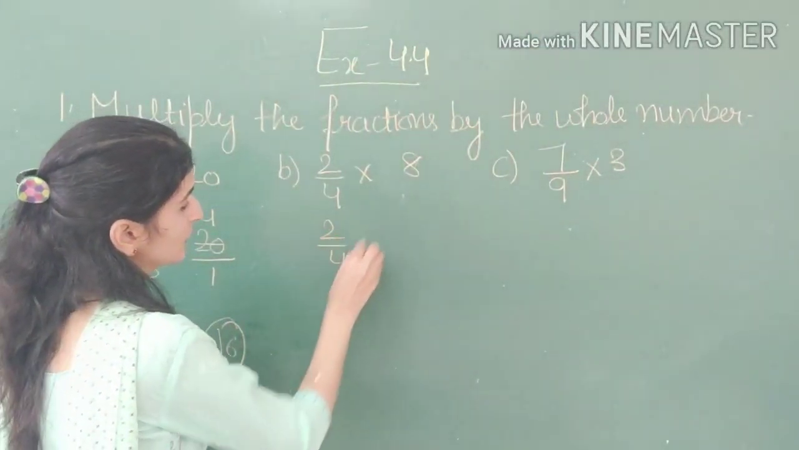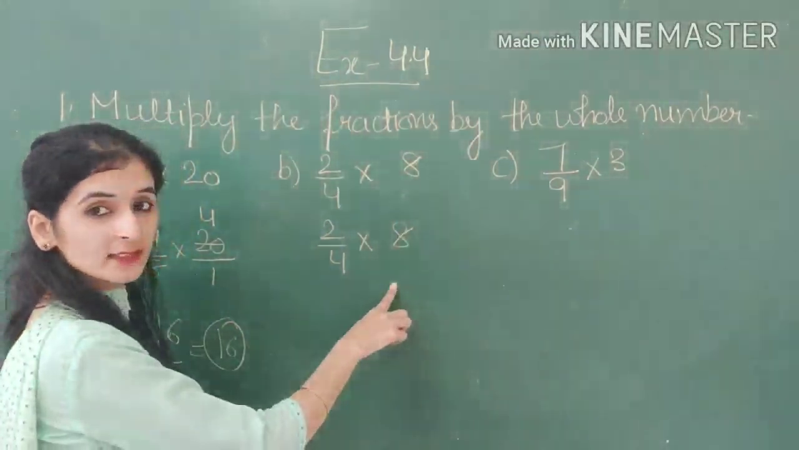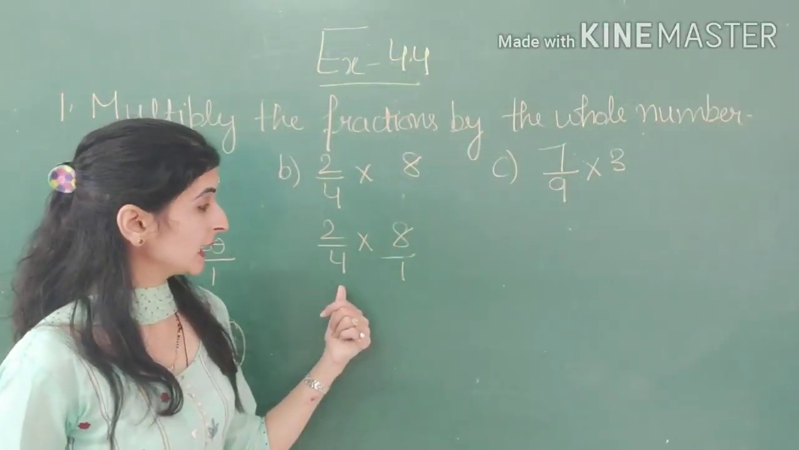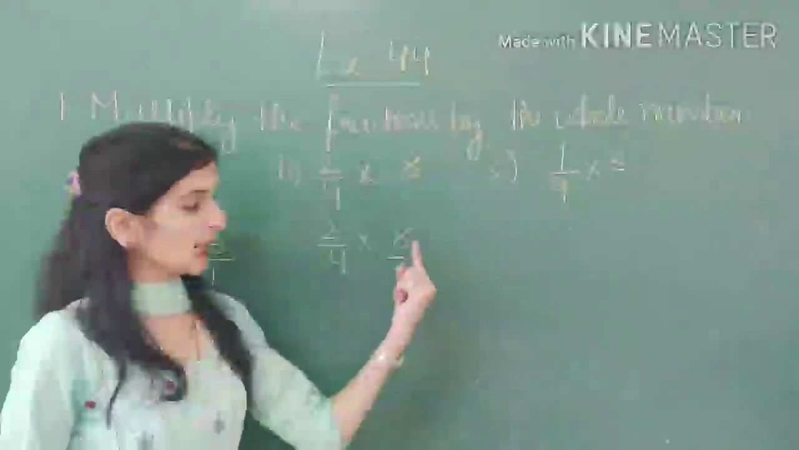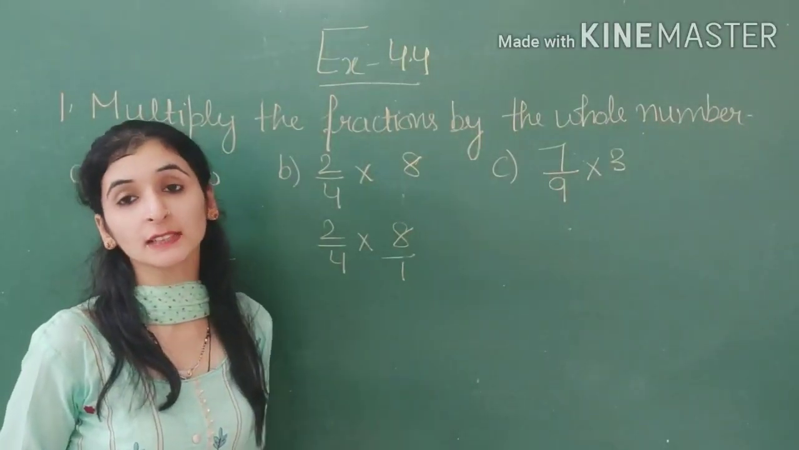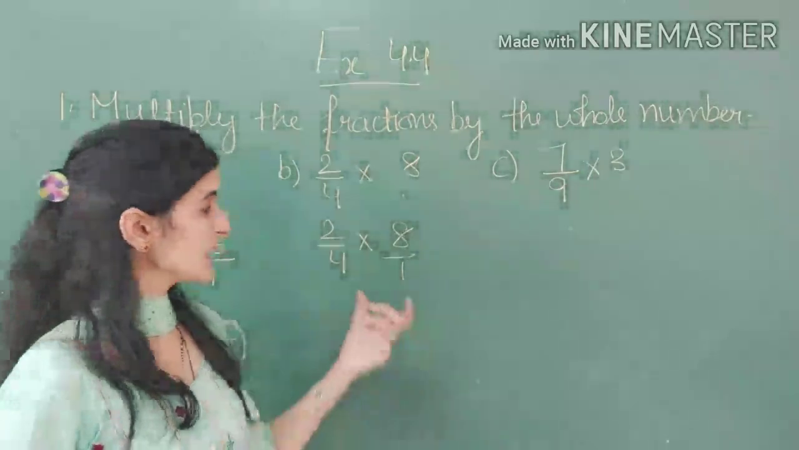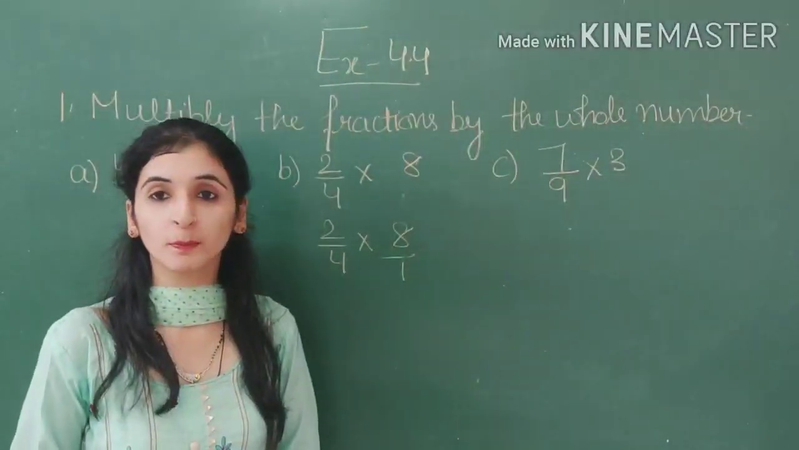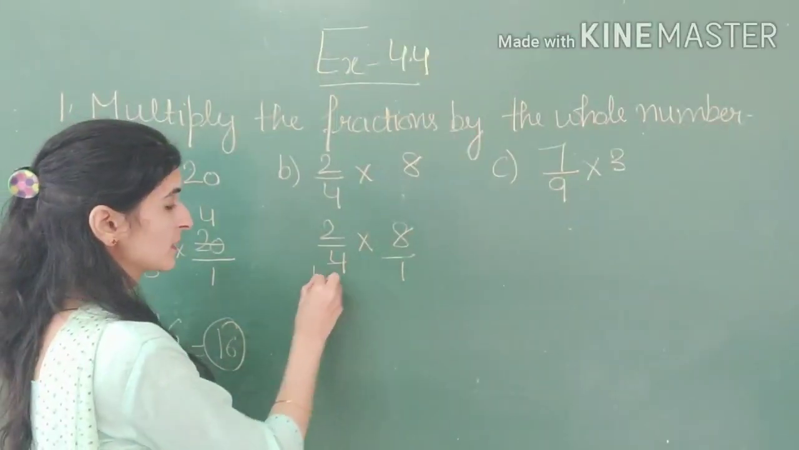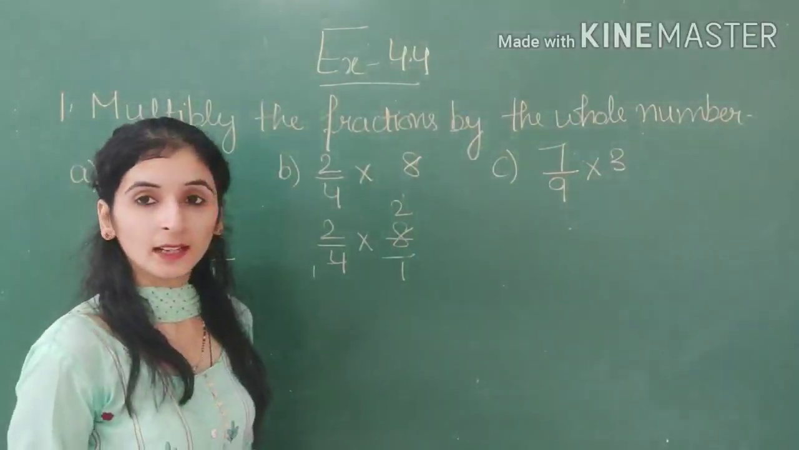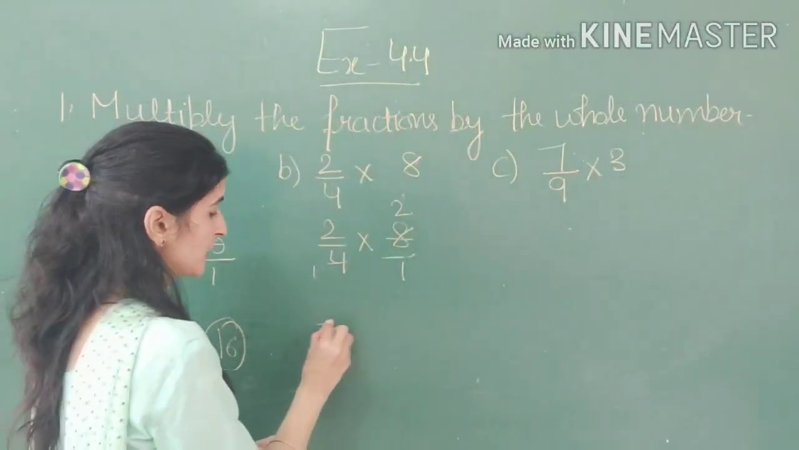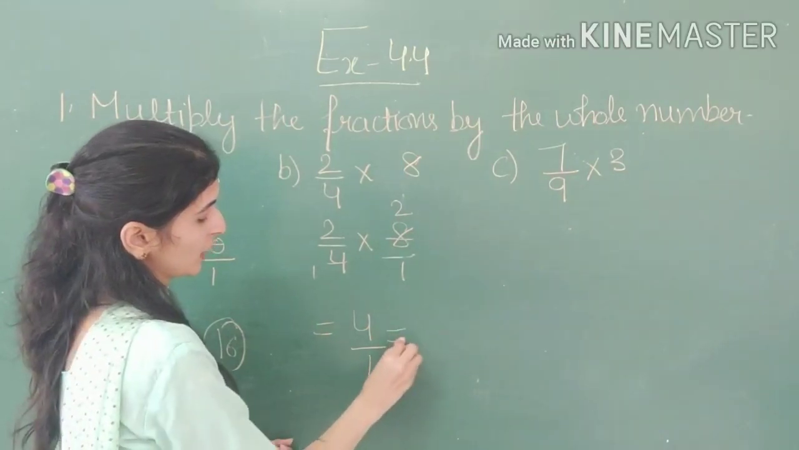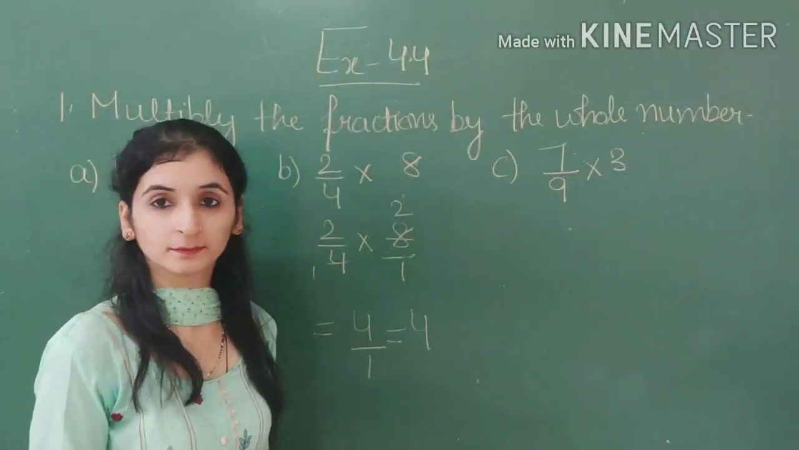2 by 4 multiplied by 8 and we can write 8 as 8 by 1. Okay. Now again this denominator 4 and this numerator 8 both are divisible by 4. It means they have common factor 4. So we can divide this 4 and 8 both by 4. So 4 ones are 4 and 4 twos are 8. Now we can multiply, 2 twos are 4 and 1 ones are 1. So our answer will be 4.